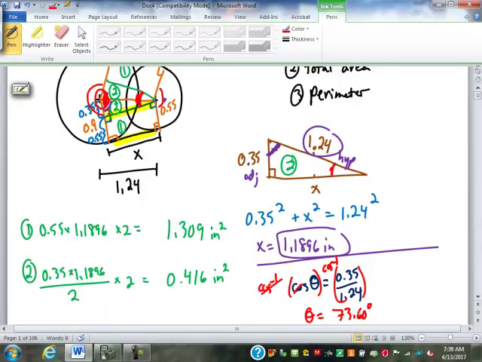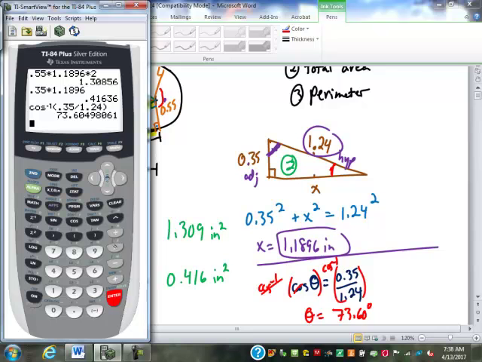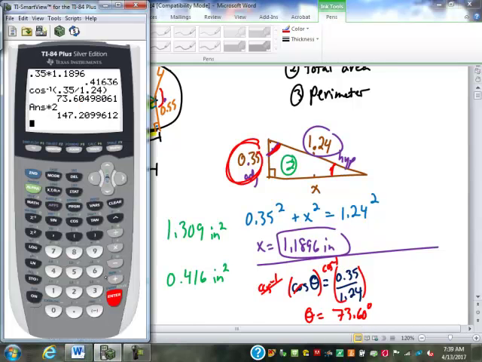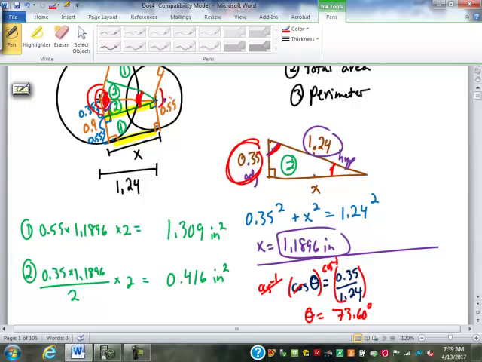So that's 73.6 degrees. We're going to double that. Wait a minute, why do you use cosine? Because I'm looking at this angle, so this is the adjacent side. So I double that angle. That gives me 147.21. So this angle here is 147.21 degrees.